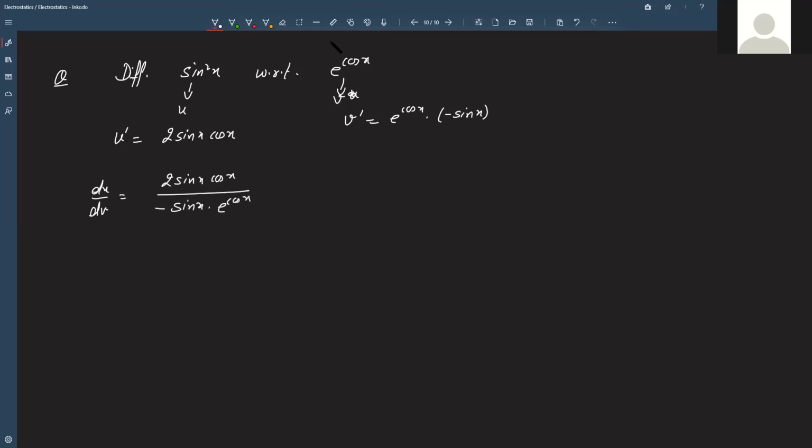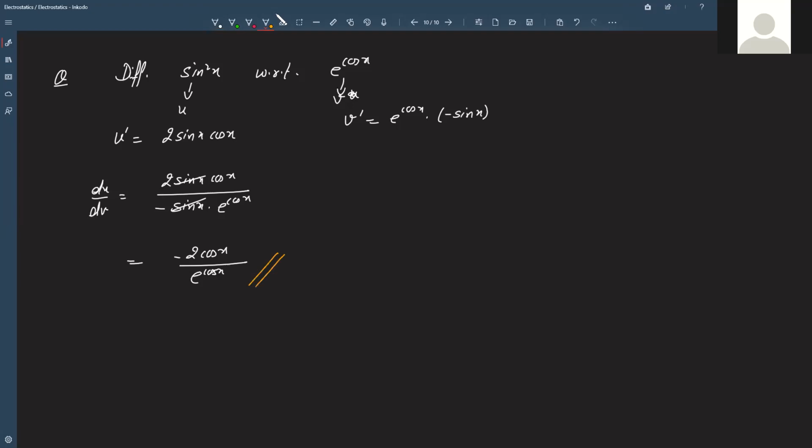So what you will get finally is minus 2 into cos x divided by e to the power cos x. Now this is something which you should learn whenever you have to differentiate a function with respect to another function. So this technique is very important.